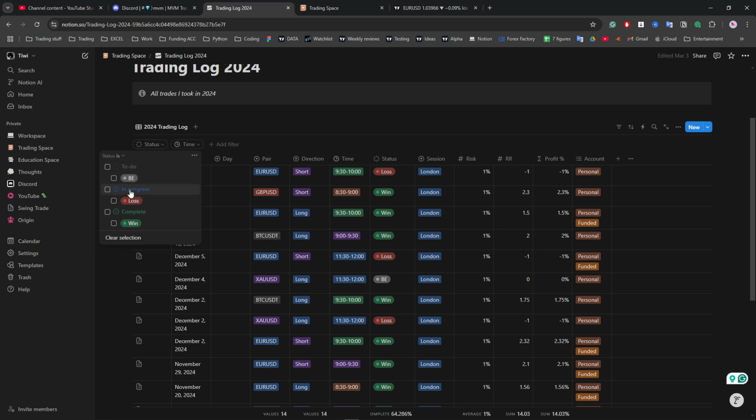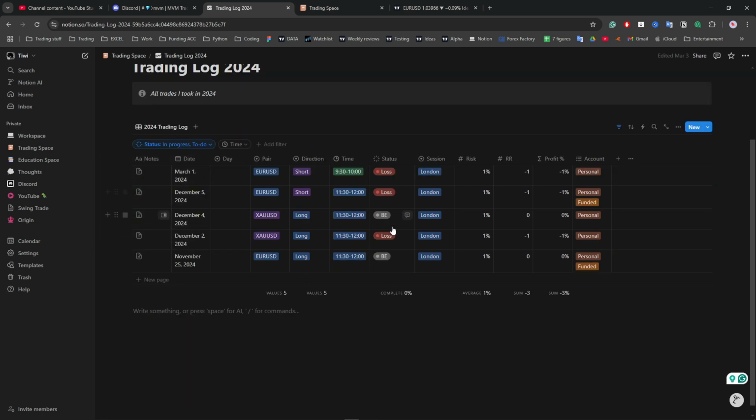So what I'm going to do is highlight only the break-even trades and the losses. And as you can see here, I can track the data. Where is the highest likelihood that I'm going to take some losing trades? As you can see here, it's pretty much the London lunchtime.